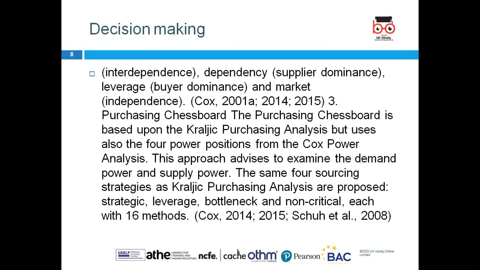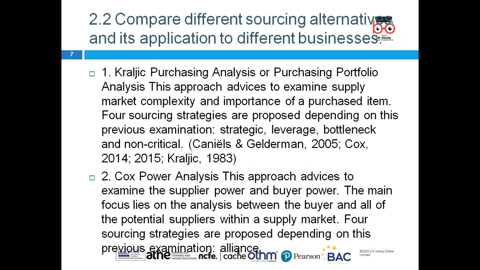Not yet. So when we make a decision, we always look at all this costing side. We always look at the time, performance, and we make the decision. That was our assessment criteria 2.1. Next, we look at 2.2, compare different sourcing alternatives and their application to different businesses. Different businesses have different applications.